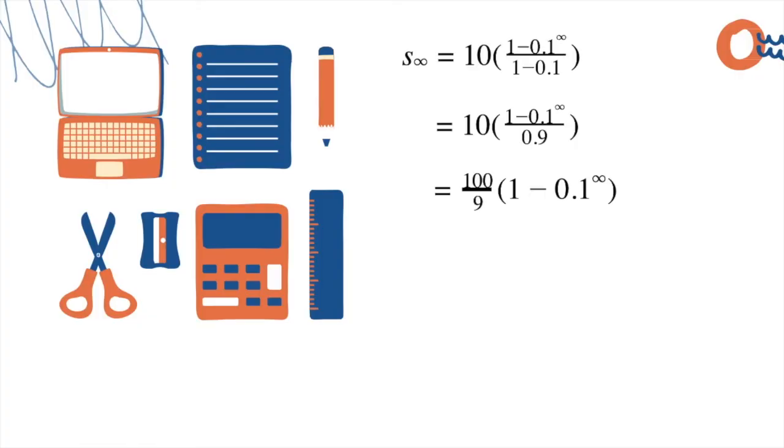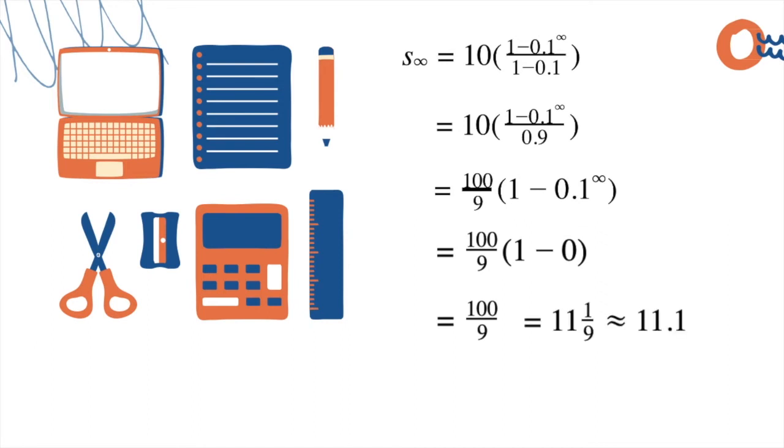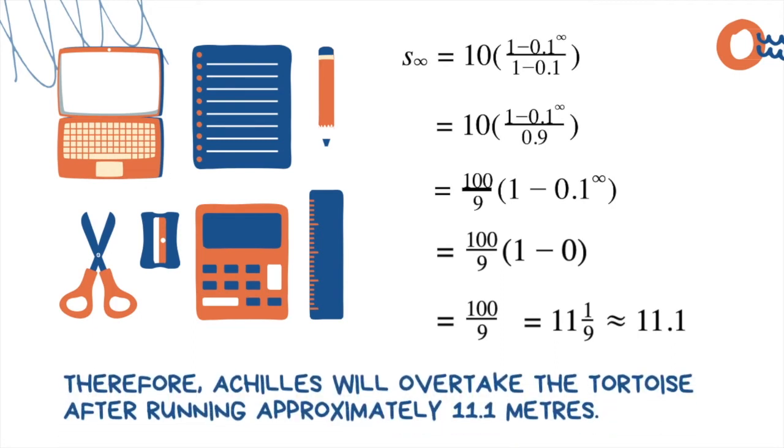Back to our working for finding the sum of the geometric series. By substituting 0.1 to the power of infinity with 0, we get 100 over 9 times 1 minus 0, which is equal to 100 over 9, which is also equal to 11 1 over 9. And 11 1 over 9 is approximately 11.1 to 3 significant figures. Therefore, we can conclude that Achilles will take over the tortoise after running approximately 11.1 meters.